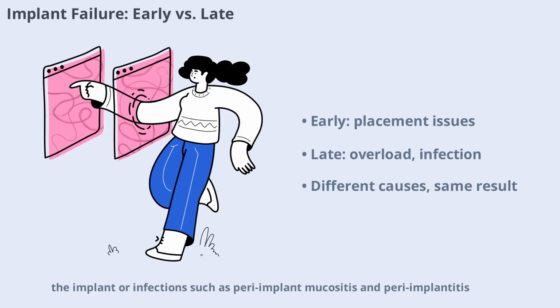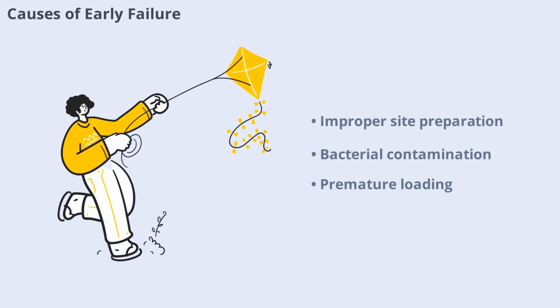Early implant failures are most often caused by problems during the initial placement of the implant. These include improper preparation of the site, contamination by bacteria, inadequate mechanical stability, or loading the implant before it has fully integrated with the bone. Addressing these factors is crucial for long-term implant success.